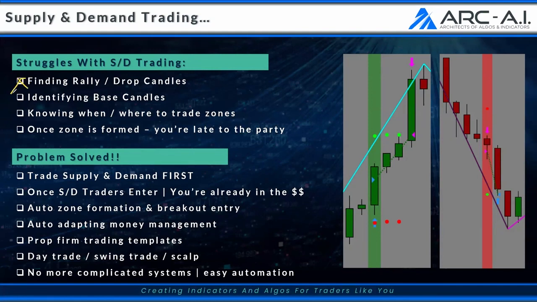So how do we find the rally and the drop candles? How do we identify what's a base candle? How do we know where and when to trade the zones? Well, do you just draw a box around the zone and go, okay, I'm going to trade that? Well, when do you trade it? How do you trade it? Does your stop go here, or do you trade it halfway through? Do you put a volume profile in here and say, I'm going to trade the high volume? Clearly, there are some challenges there.